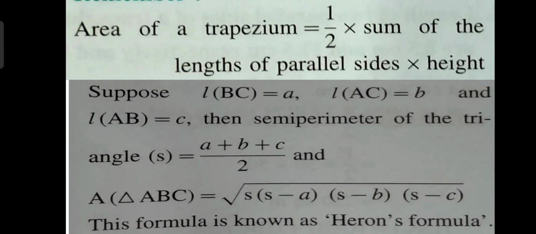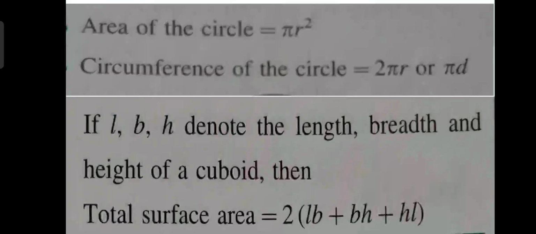So students, if the question is asked what is Heron's formula, you should know that square root of s into (s minus a) into (s minus b) into (s minus c) is Heron's formula. Area of the circle. The area of the circle is equal to pi r square. Circumference of the circle is equal to 2 pi r or pi d. Students, for the circumference of the circle you can write 2 pi r or pi d, because 2r, that is twice the radius, is equal to the diameter.